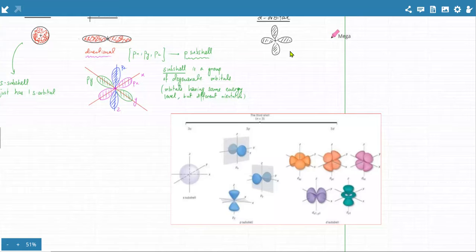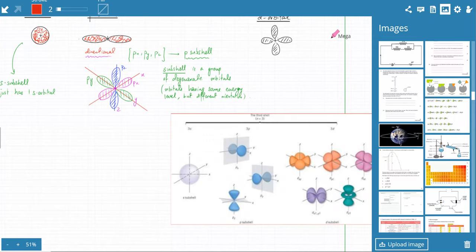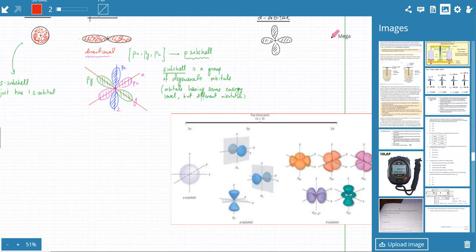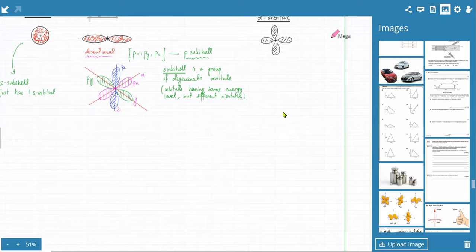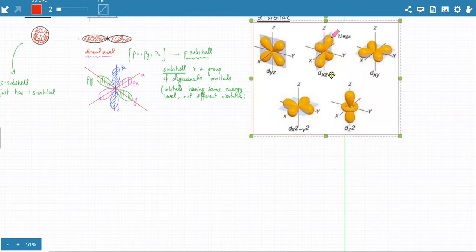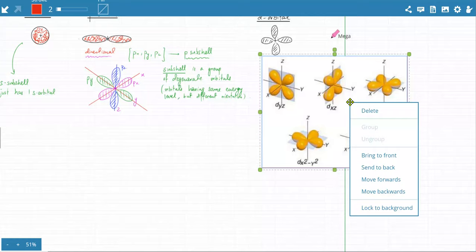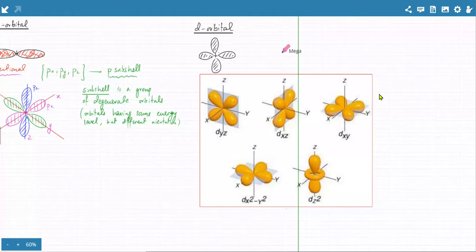A D orbital is going to have four regions in space around the nucleus where there's going to be a high probability. Those regions could be between the X and Y axis. Just one second, this one is a better picture. So around the nucleus, there would be five different orientations of the D orbital. There would be five different types of D, this is called a D subshell. They're all degenerate, which means that they have exactly the same energy level, except that the orientation is different.